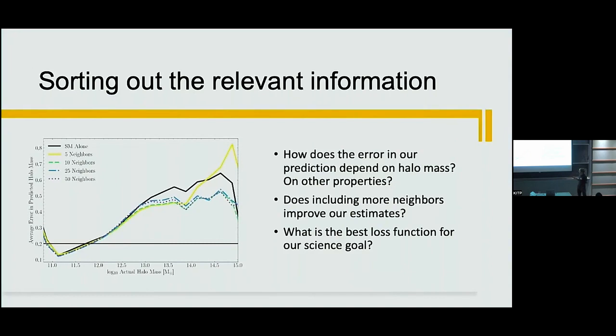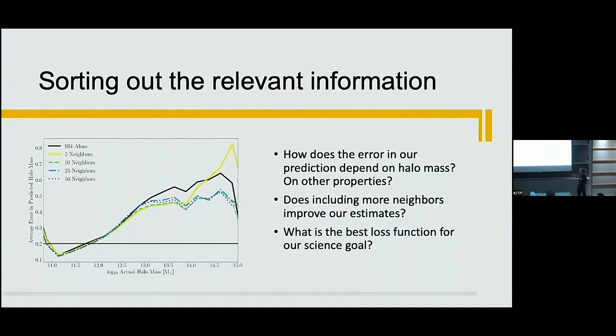In black, we have the stellar mass alone, a prediction of the halo mass. Then we can add different amounts of information from the neighbor density distribution. And we can ask a lot of different questions. One of them is, how does the error in our prediction depend on halo mass? As expected, it increases as we go to higher halo mass. But if we add more neighbors, especially past 5 neighbors in this case, we can get a lower error in our prediction of halo mass.